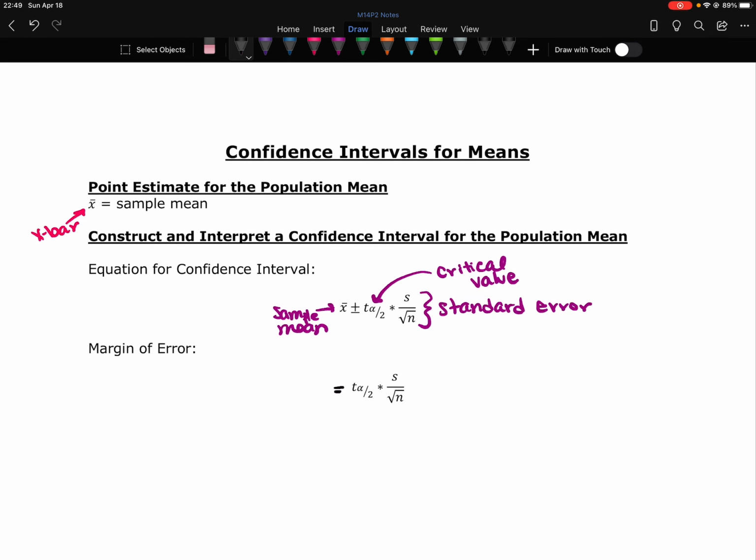And then the margin of error, which is notated with an E, is that t-score times that standard error. And reminder, this is the sample standard deviation. And this is our sample size. So how many people are in our sample?